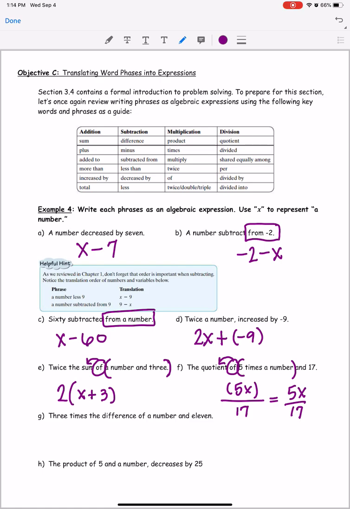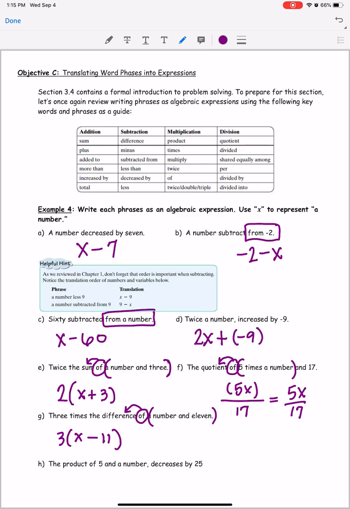G, 3 times the difference of a number and 11. There's that key word again, of. So of means parentheses around what's next. The operation in those parentheses is the keyword in front, and it's 3 times this. So it's 3 on the outside, the difference, which means minus, of some number x and 11.